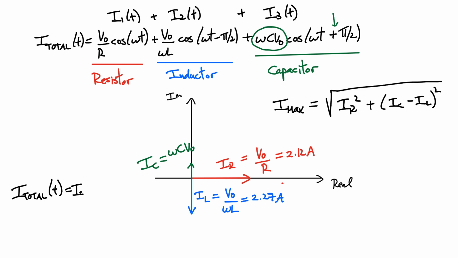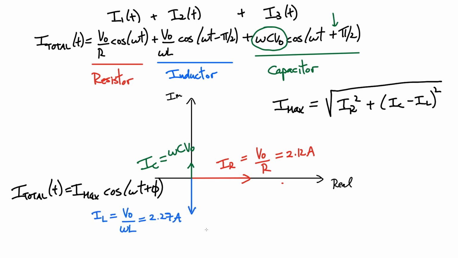Some number I max and cos of omega t plus phi. So let's find what the angle phi is. Again, if you would add all of these contributions as vectors, what I'm going to do here is let's just move everything with the inductor. Let's move it on this side here just to give me a bit of space.